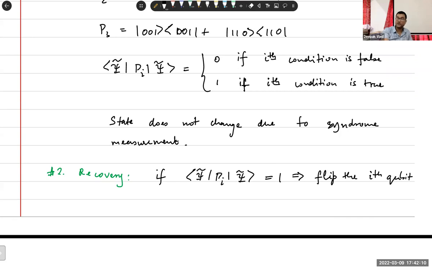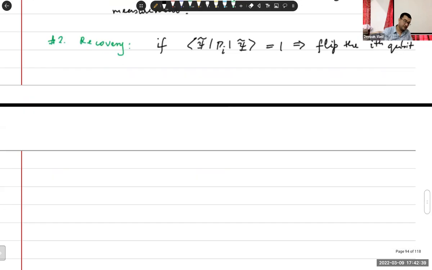And so this procedure works perfectly, provided that bit flips occur only on one or none of the qubits. In the event that you have more than one bit flip, it won't work. Okay. Now, let's talk about phase flip errors.